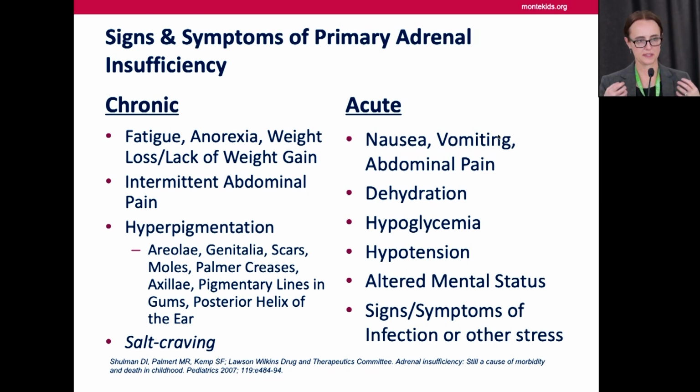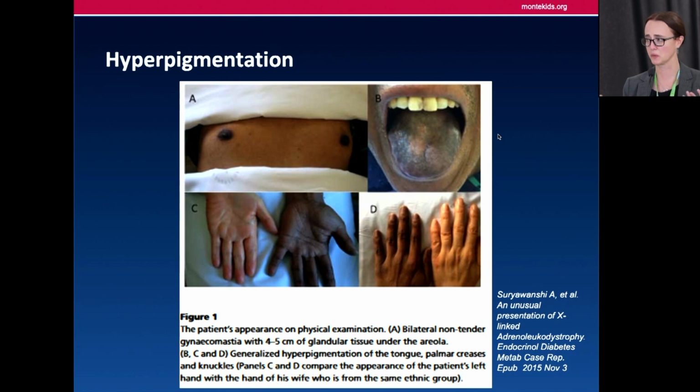Acutely, like when someone is sick with adrenal insufficiency, they can get really, really sick. You can have low blood sugar, low blood pressure, altered mental status, and vomiting, and ultimately this can be life-threatening if not managed and treated. So it's important to be able to identify.